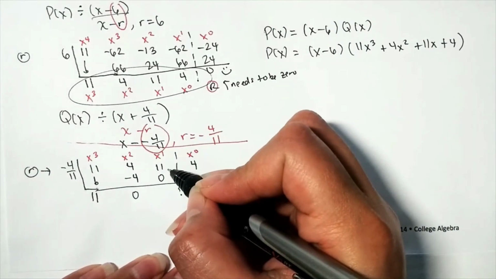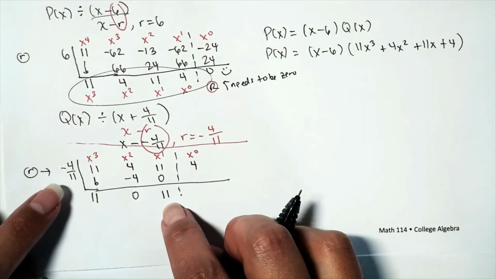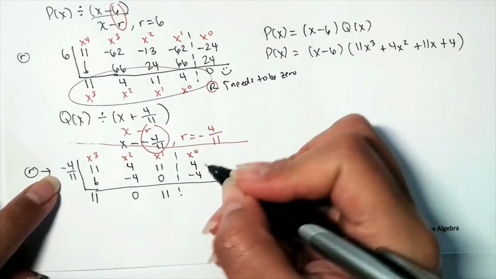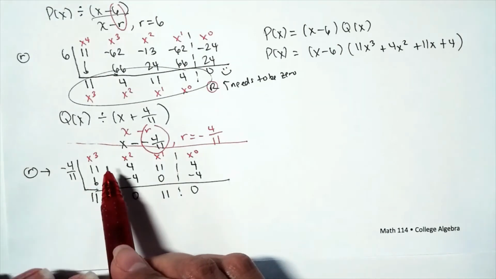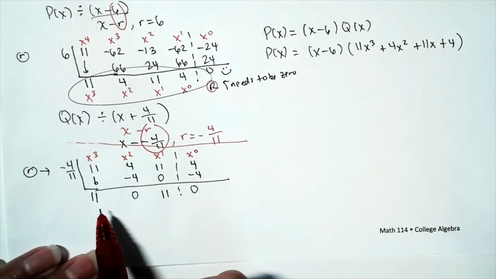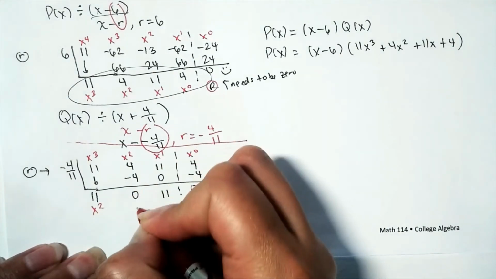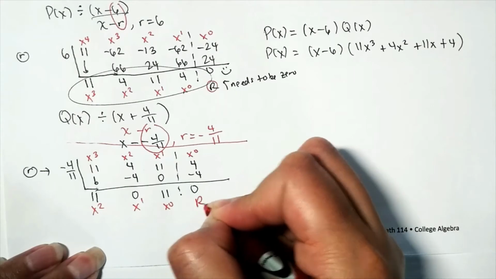Sum of 11 and 0 is 11. Final product of 11 and negative 4/11 is negative 4. We keep our cool, the sum is 0. Okay, so since we divided into a degree 3 polynomial, the degree of our quotient needs to be 2. So we have x squared, x to the first, constant, and that's our remainder.